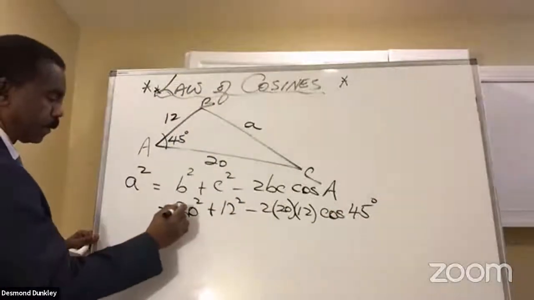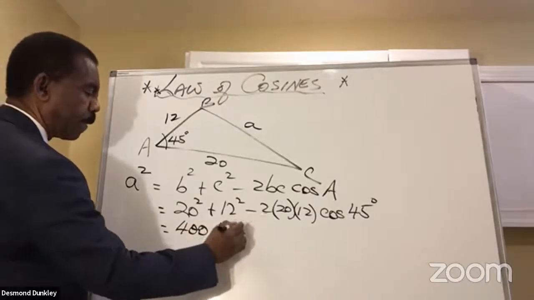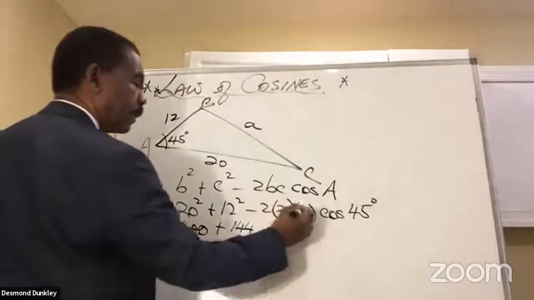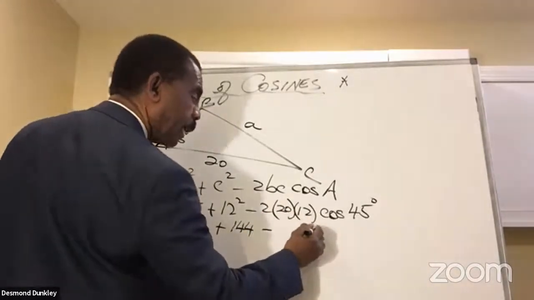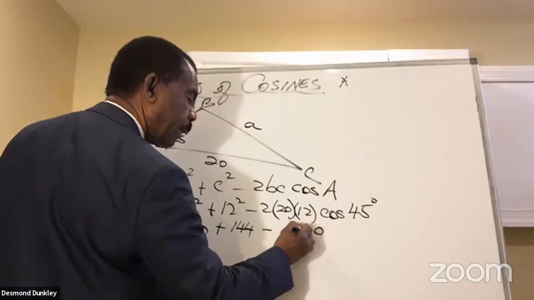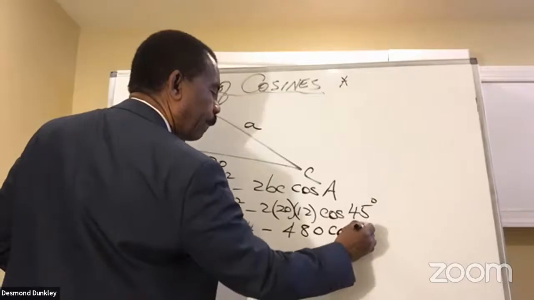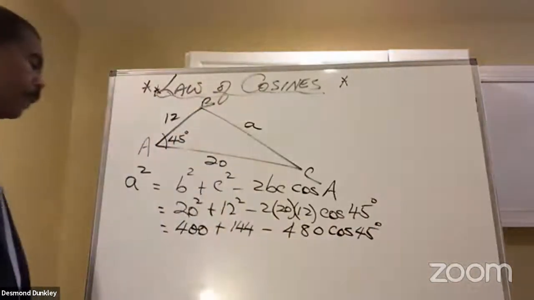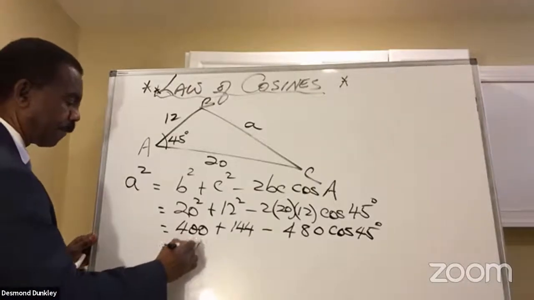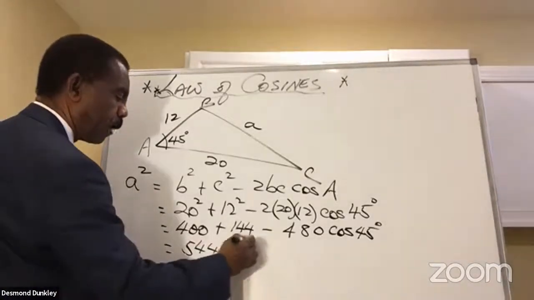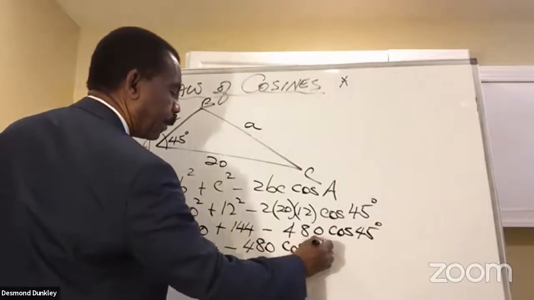Let's do the numbers. 20 squared is 400. 12 squared is 144. And this is going to be minus 2 times 12 times 20, which is 480, cosine 45. So 400 plus 144 is 544, minus 480 cosine 45 degrees.